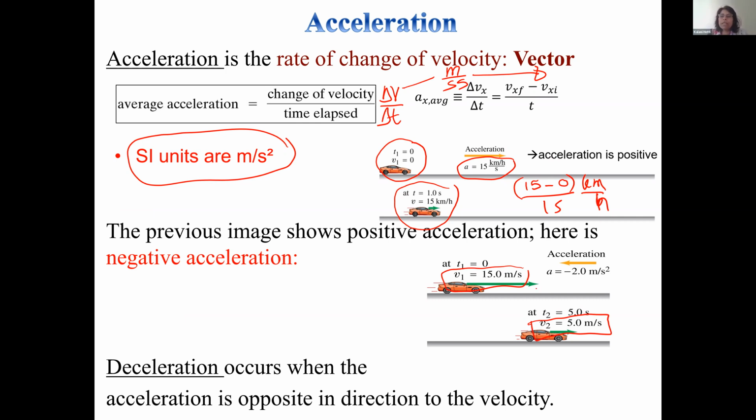Because of that, if you calculate the acceleration by taking the rate of change of velocity, you're going to get the 2 and the negative. That is called negative acceleration. Sometimes people use it as deceleration, but deceleration and negative acceleration are not the same words. Deceleration occurs when the acceleration is in the opposite direction of the velocity, right? Similar to here, opposite direction of the velocity. That you can call deceleration. But sometimes you can have negative acceleration that is not deceleration. So be careful with these wordings.